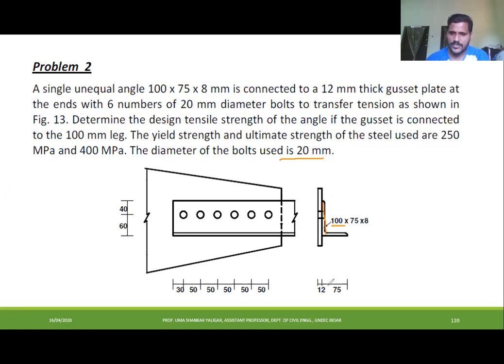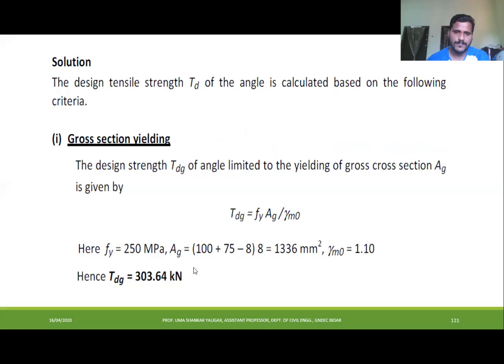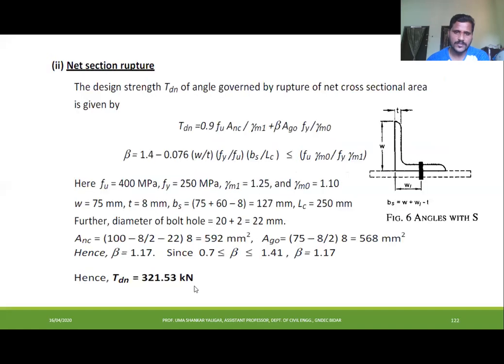If you want the outstanding leg, this is not connected to anything. This is called the outstanding leg. If you want to calculate this area, 75 up to the center means 75 minus 8 by 2, then the whole multiplied by the thickness. In this way you can calculate your area. Now the same thing we have done there. Now you can see here.